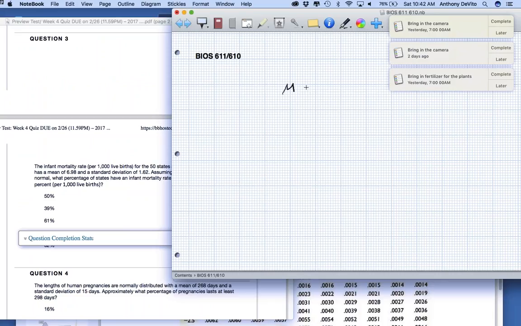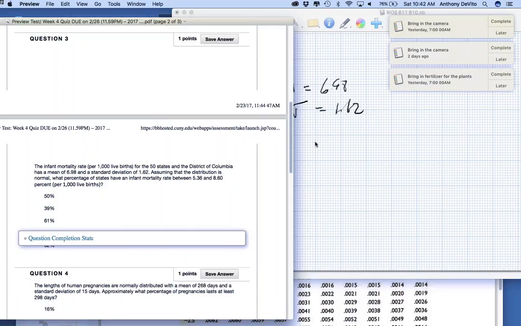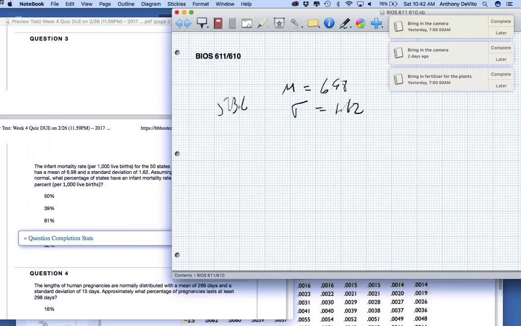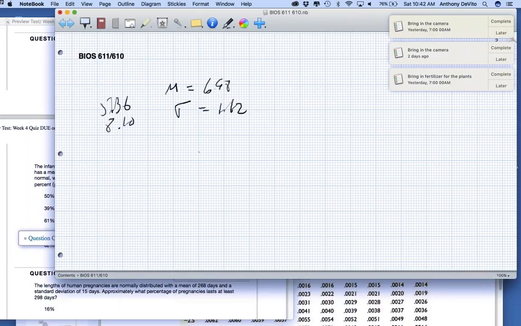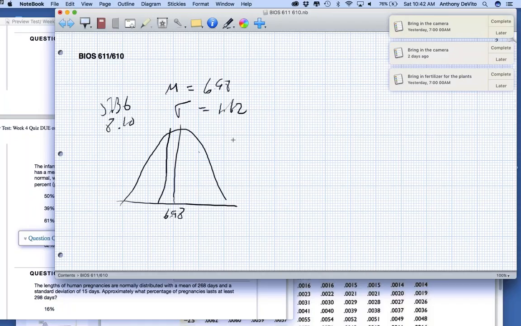So we've got a mean of 6.98 and a standard deviation equal to 1.62. And we're interested in the percentage between 5.36 and 8.60. Okay, let's see what that looks like if I sketch it. Here's the mean, 6.98. And we're looking for 5.36 and 8.60. This is 8.6 and this is 5.36. We're looking for the area in between these two.